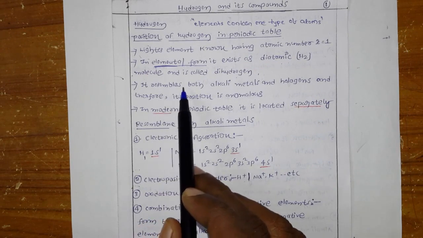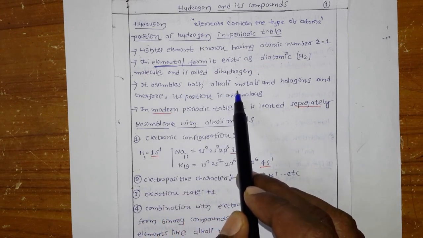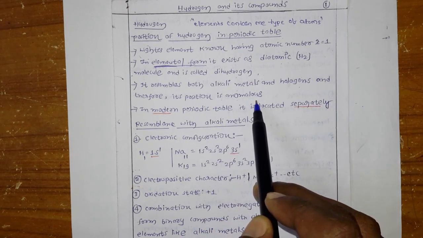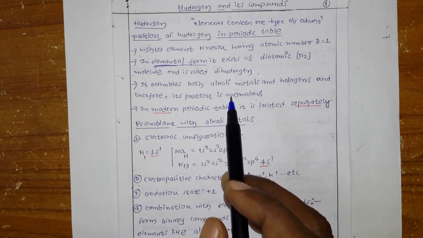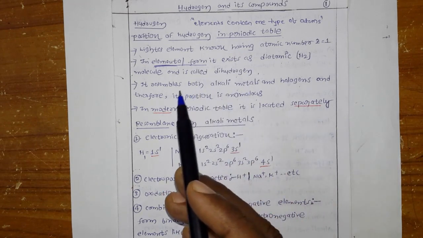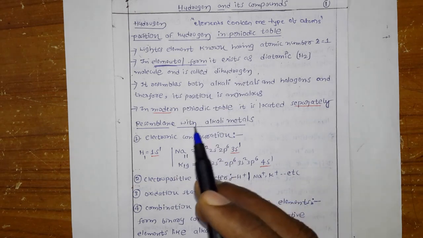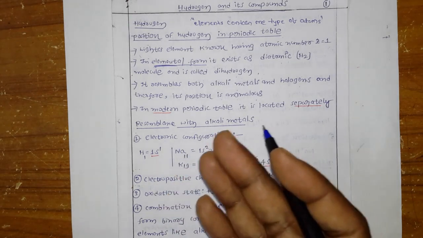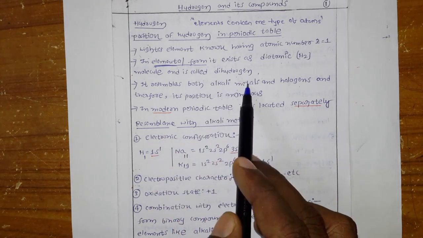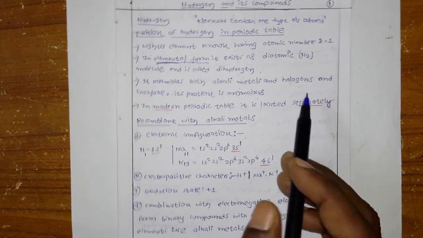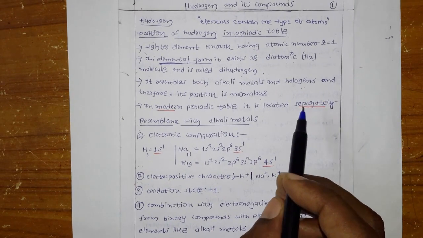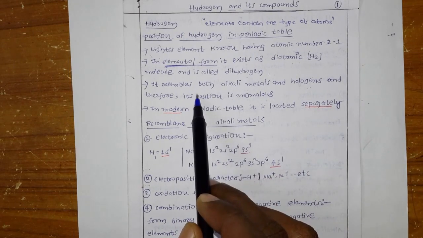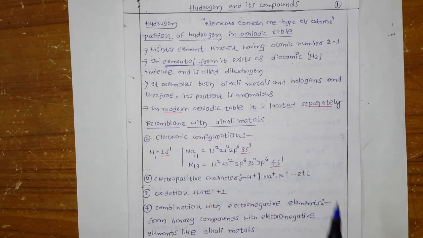It resembles both the alkali metals and the halogens, and therefore its position is anomalous. So why can't we place it with the first group of elements? Generally it has resemblances, that means similar properties, with the alkali metals, the first group of metals, as well as with the halogens, the seventh group of elements. So that is the reason why the position is anomalous, that means it has some uncertainty.